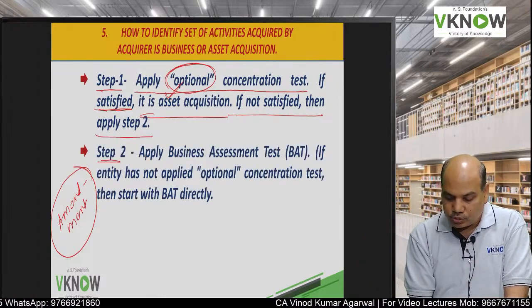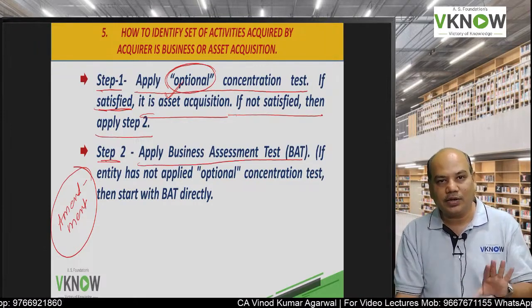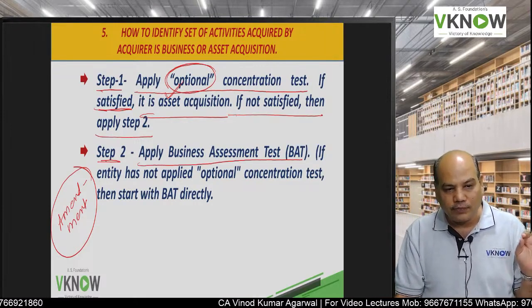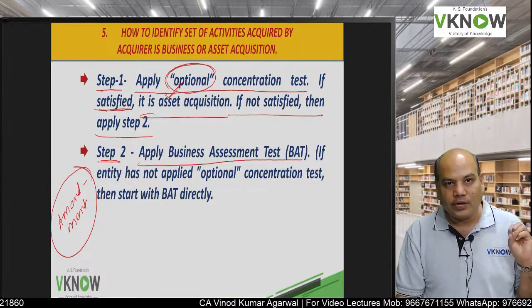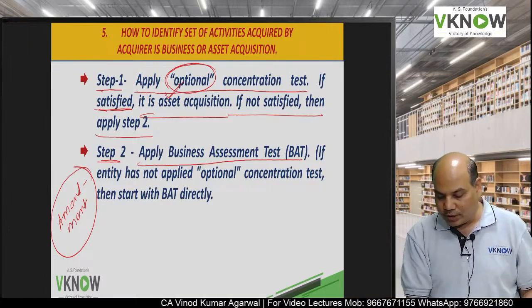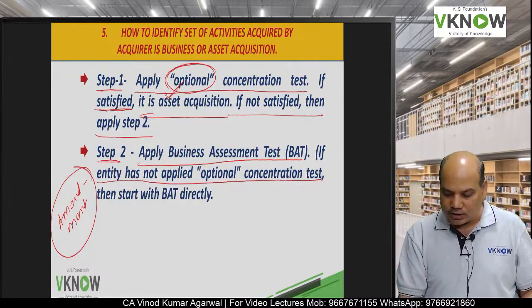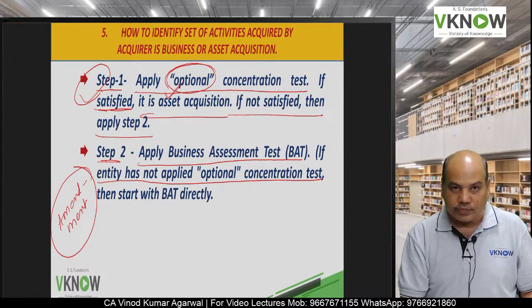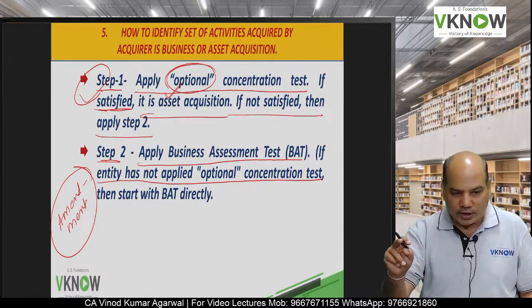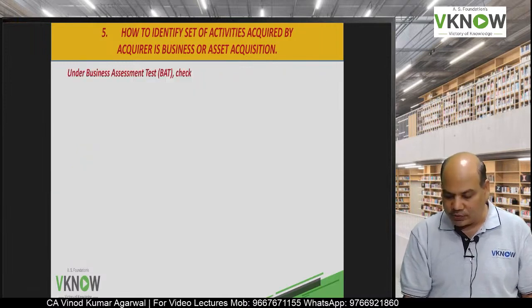What is step number 2? Apply the business assessment test. We will discuss it again because that is very important for identifying whether a set of activities is a business or not. If the entity has not applied the optional concentration test, as I said, this first step is optional, then directly start with the business assessment test.